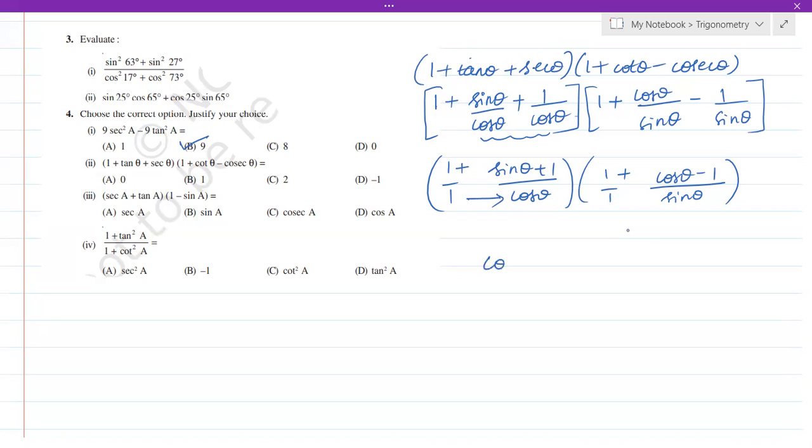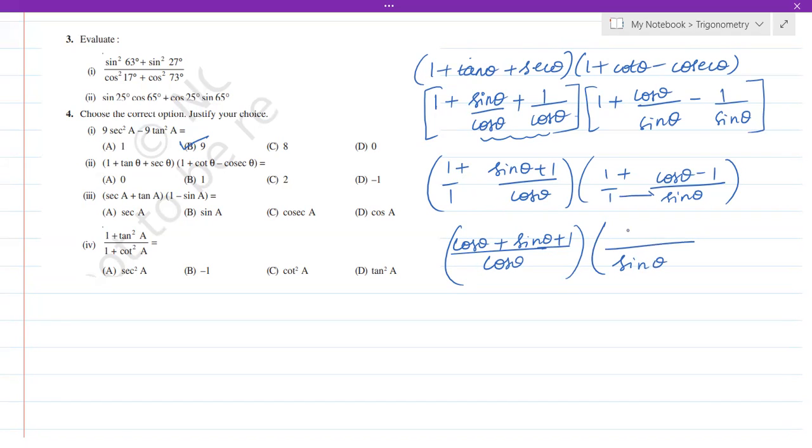So 1 into cos theta, then crisscross. 1 into cos theta is cos theta, plus 1 into anything is the same thing. So 1 into sine theta plus 1 is sine theta plus 1. I hope this is understood. We have to multiply the denominators and crisscross: numerator with denominator, denominator with numerator. Same thing applies here. 1 into sine theta is sine theta.